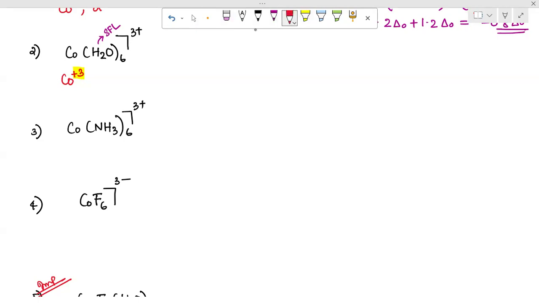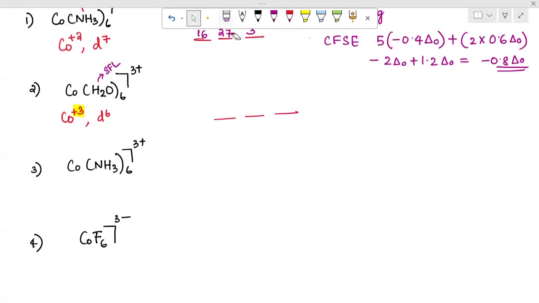Cobalt 3 plus is d6 in configuration, right? So you have t2g, eg. You have to fill 6 electrons, 1, 2, 3. But the fourth electron won't jump because this is a strong field ligand. The gap will be very huge. The fourth electron cannot jump and hence it will pair up over here. I don't have space, that's why I'm not showing it. But understand that the splitting is very huge because it acts like a strong field ligand. So the configuration is just t2g6 eg0.